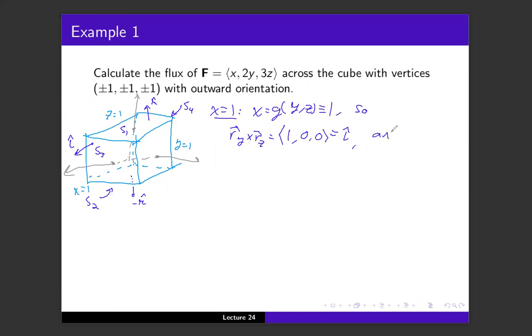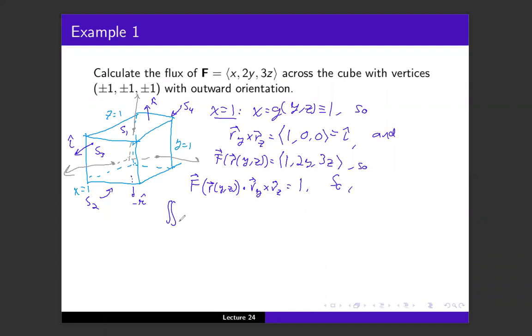So we know this, and we also know that f of r of y, z is going to be 1, 2y, 3z. So the dot product f of r of y, z dotted with ry cross rz is just going to be 1. Same as before, only with 1 instead of 3. So it's the same exact idea where you have the double integral over S4 in this case, f dot, oh, no, not S4, S3. I called that S3. It ends up not mattering, but I'll be consistent.